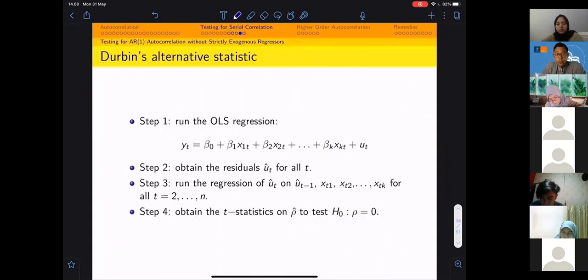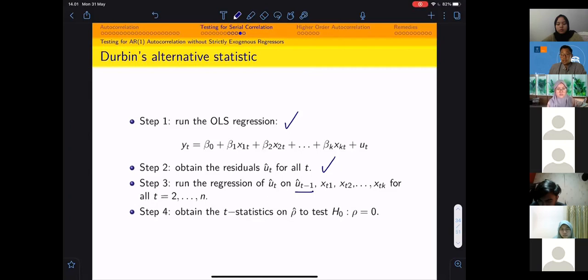Okay, now what is going to be the difference between the initial tests that we did and in this particular case is the Durbin's alternative statistic? It's actually not much. So basically the step 1 is still very much the same. So you regress y on x1, x2 until xk. And then after that, you're going to obtain the residuals. And after you obtain the residuals, you're going to regress the residuals on the lag of the residual.